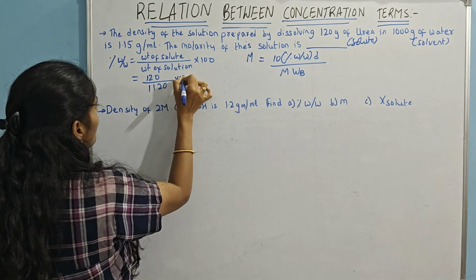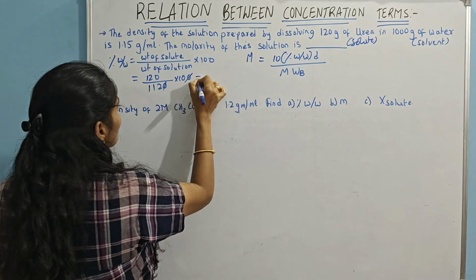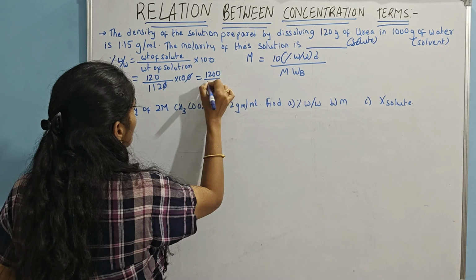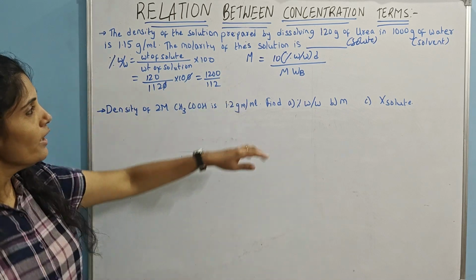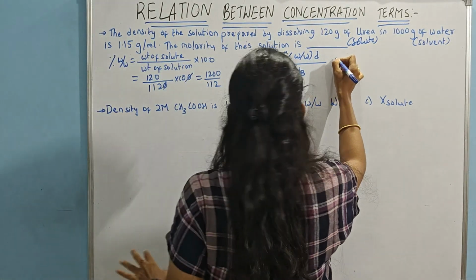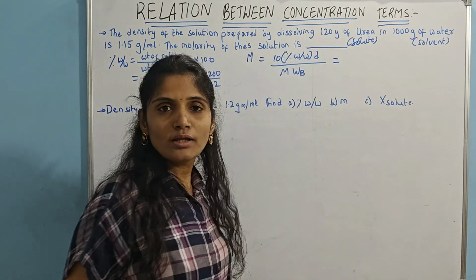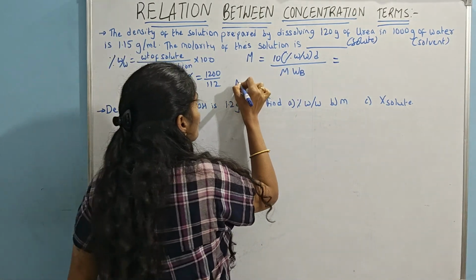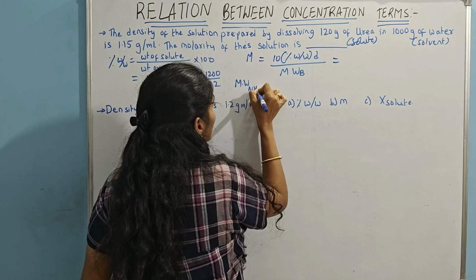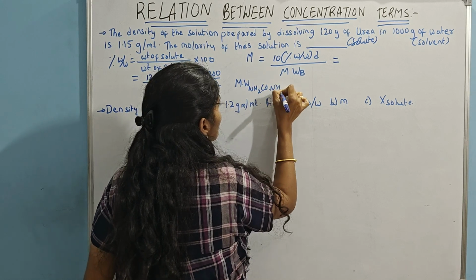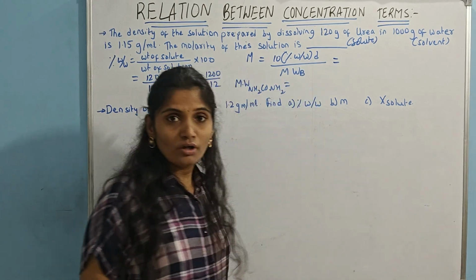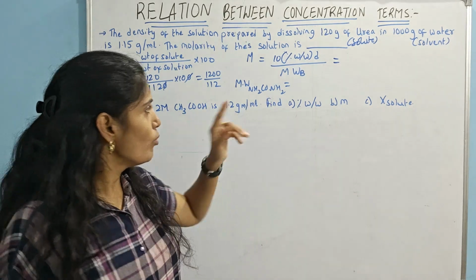1120 into 100. This 0 gets cancelled. So how much will I get here? 1200 divided by 112. Now here I have all the data. I can start substituting now, but I need to calculate the molecular weight of the solute. Here the molecular weight of solute is the molecular weight of urea. The urea formula is NH2CONH2.